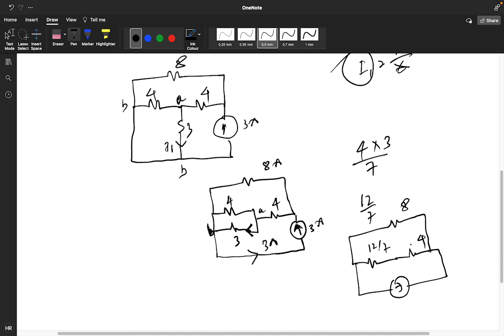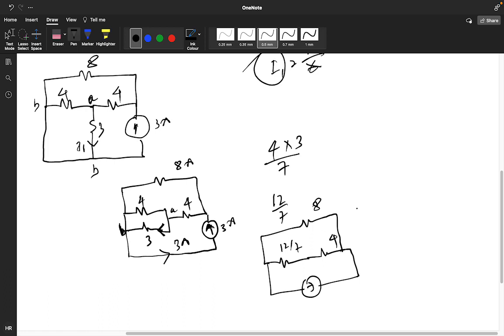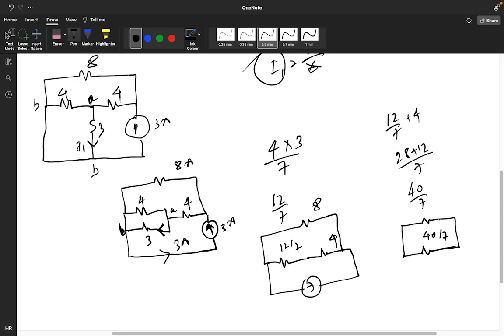Okay, now suppose you are solving this particular network: 12 by 7 plus 4, 28 plus 12 by 7, how much will it come? 40 by 7. So you have a network like this, 40 by 7, and this is your 8. This particular current is flowing. This is your 3 ampere current.